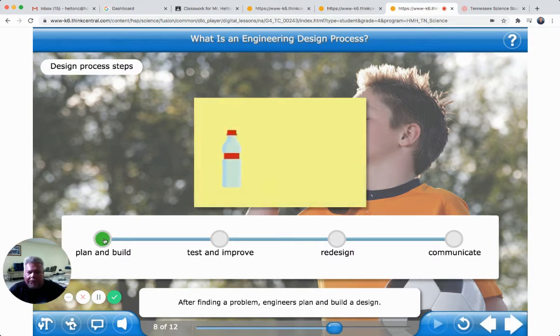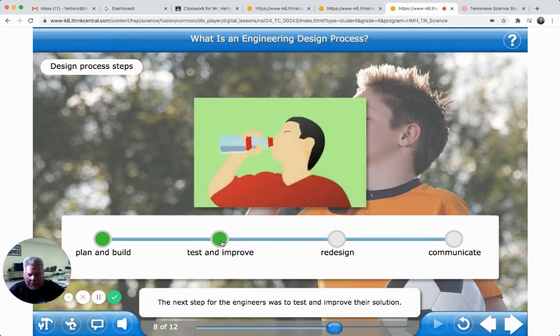After finding a problem, engineers plan and build a design. A prototype, a model on which something is based, can be used for this step. Prototypes can be useful in developing and making changes to designs. Engineers made prototypes for reusable plastic bottles.